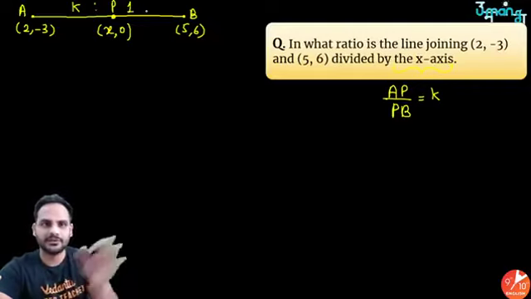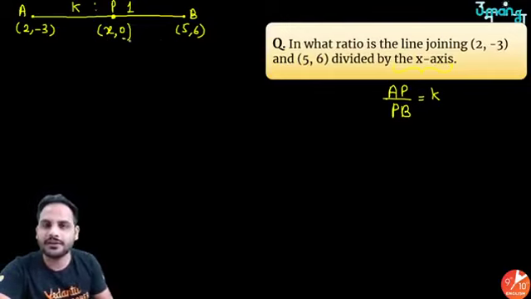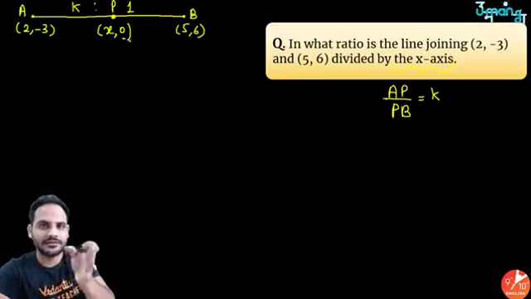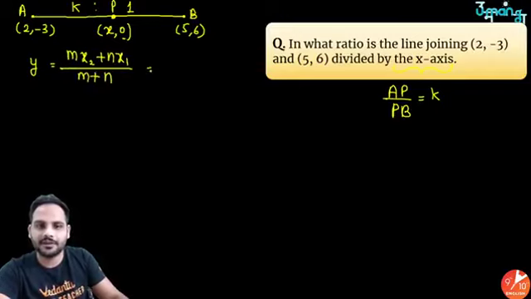K by 1 only. So k is to 1 is your ratio. Now, see, x coordinate I don't know, but I know what my y coordinate is. So let us start with the y coordinate part. The y coordinate, according to the section formula, will be m into x2 plus n into x1 divided by m plus n. Okay? So let's replace those values.